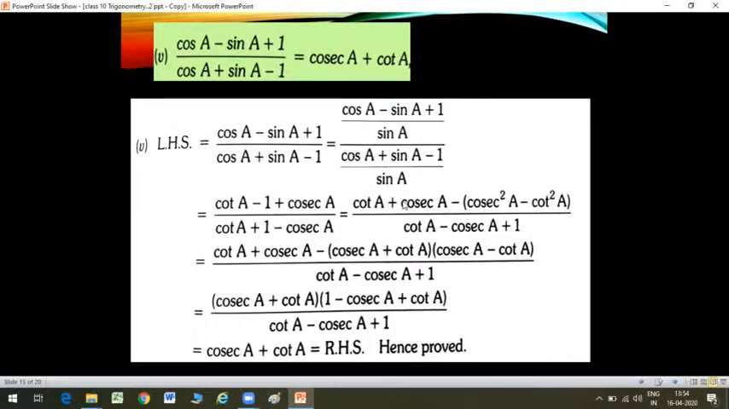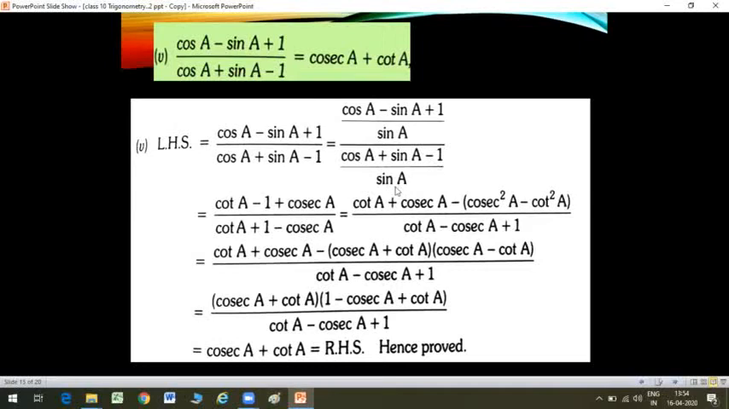By fifth part, we have to show here that (cos A minus sin A plus 1) divided by (cos A plus sin A minus 1) is equal to cosecant A plus cot A. So we have a left hand side here, (cos A minus sin A plus 1) divided by (cos A plus sin A minus 1). We'll divide numerator and the denominator by sin A. So (cos A minus sin A plus 1) divided by sin A, divide (cos A plus sin A minus 1) divided by sin A.